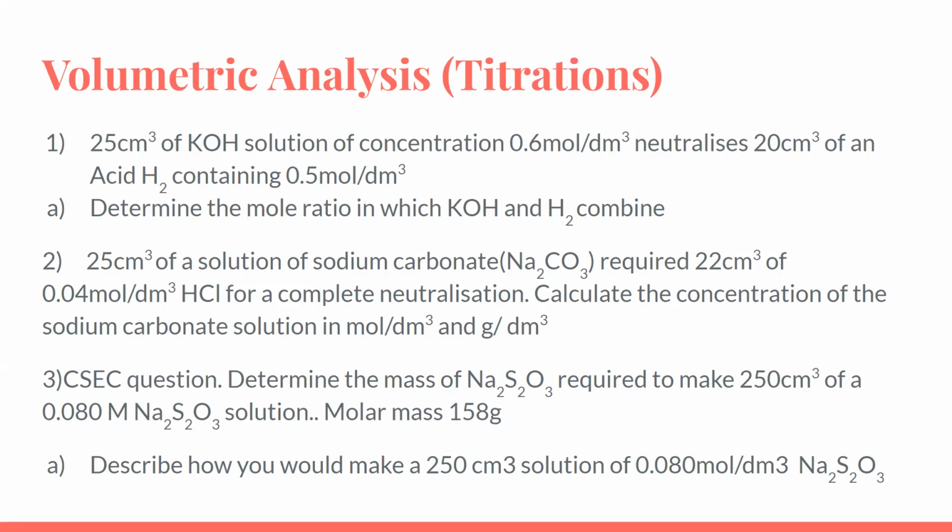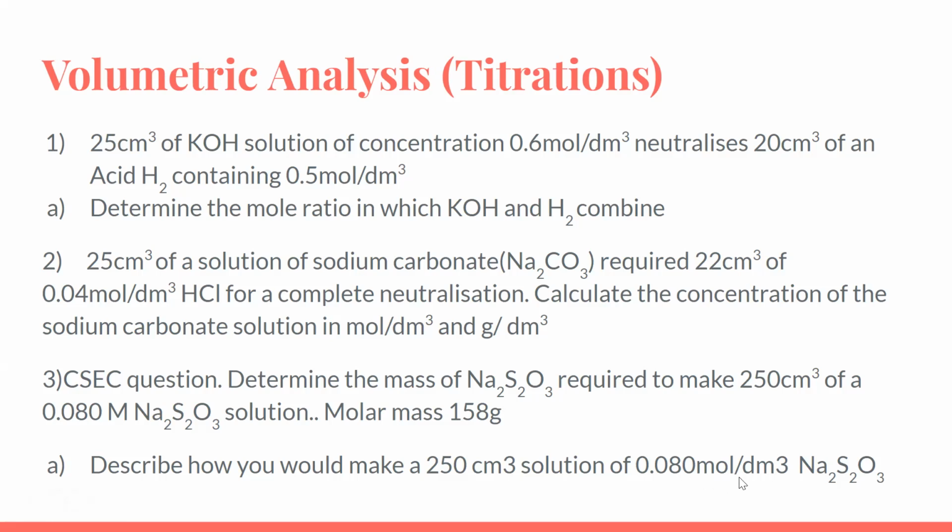Okay. Determine the mass of sodium thiosulfate required to make 250 cm cube of 0.08 moles per dm cube of sodium thiosulfate solution. Simple. What you do is you first convert this over to dm cube, and this is concentration. So you multiply it and you find the moles needed. And when you find the moles needed, you multiply by the molar mass to find the mass. And that's simple.